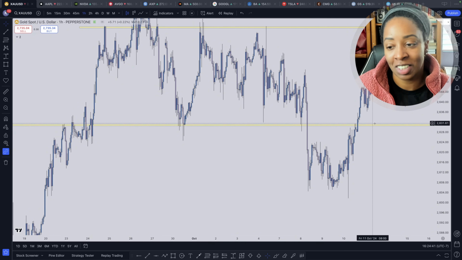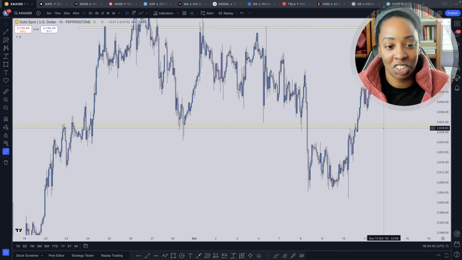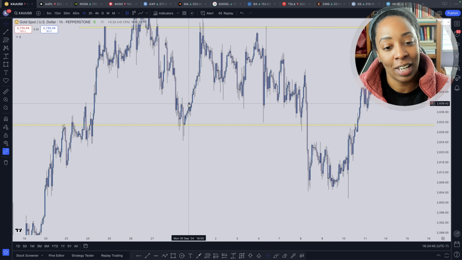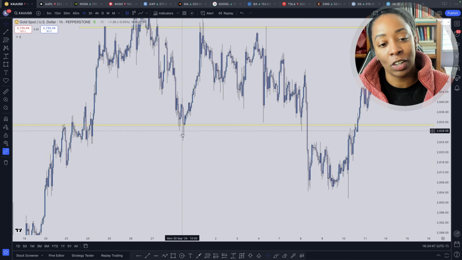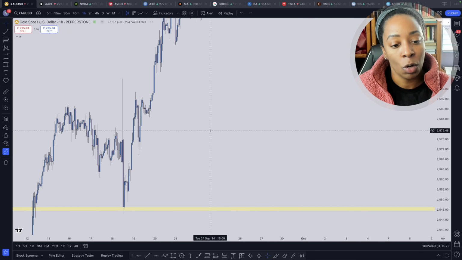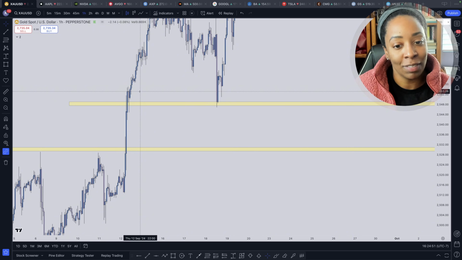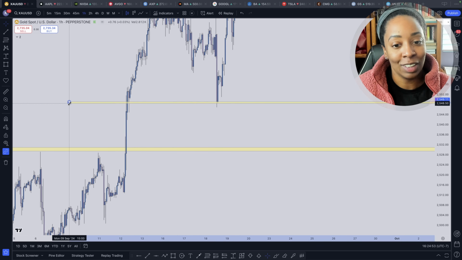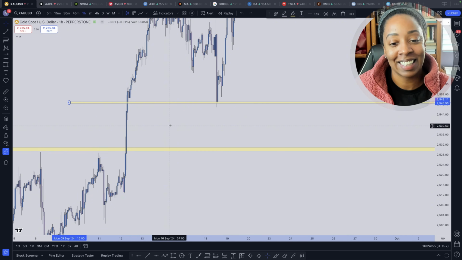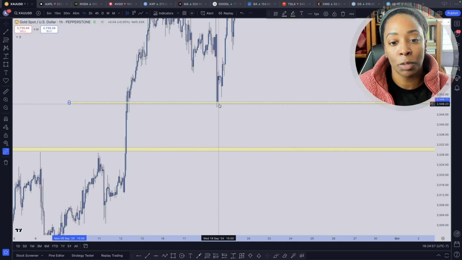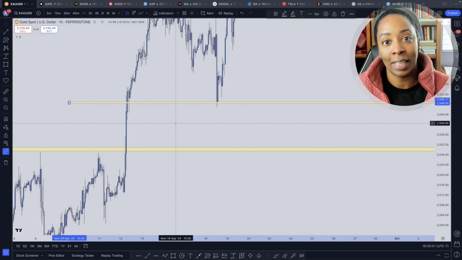I'm not going to touch it just because I like the nice round psychological level. And I also like the fact that it's sitting pretty much right here at a support. So that looks good. Oh, we do have one or two more levels, and these are lower levels. Basically, I just wanted to make this line slimmer. But it's sitting right at that area that we marked off on the H2 time frame.